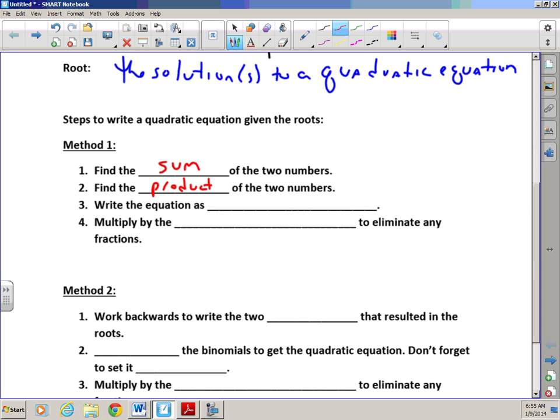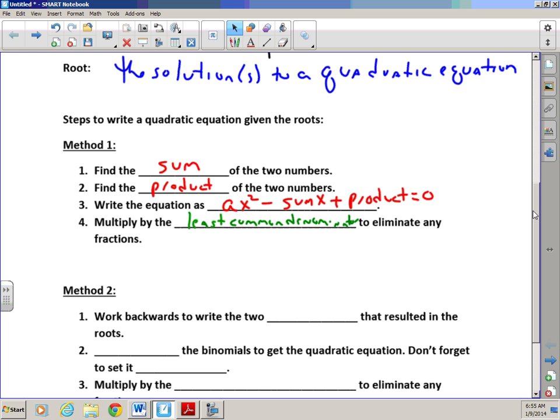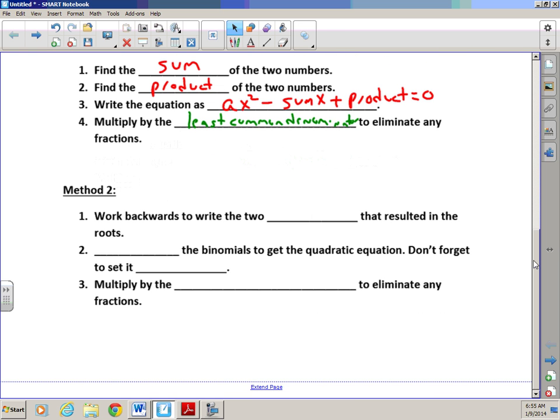And then this is where you've got to be careful, and this is why this method is a little bit tricky. You write your answer as ax squared minus the sum of x times x plus the product equals 0. What's tricky about it is you have to change whatever you get as the sum, you have to change that sign. You multiply by the least common denominator to eliminate any fractions. Okay, so that's method 1. And when we go through an example, I'll show you the first example using both methods.